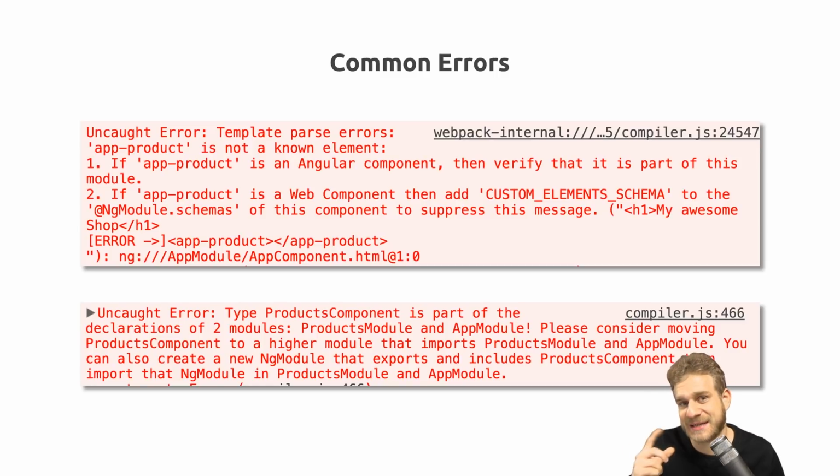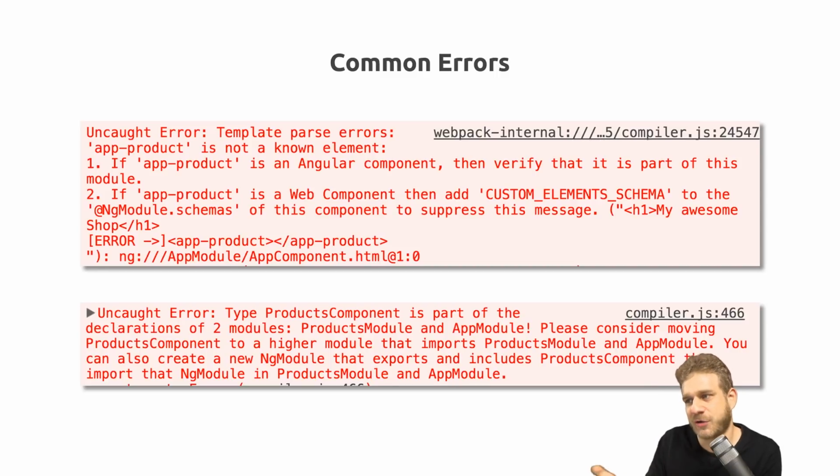If you did add them to declarations and you use multiple Angular modules, make sure that they interact correctly with each other, that you don't use a component in a module where this hasn't been added to declarations. That's another common error source. So read these errors and then dive into that part or into that file it's pointing to, here in this case to the app product component, which somehow seems to be unknown.